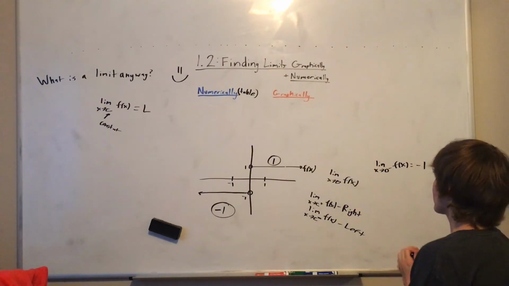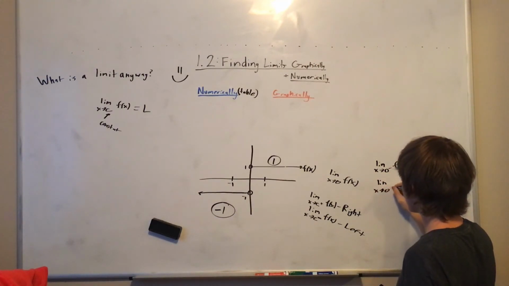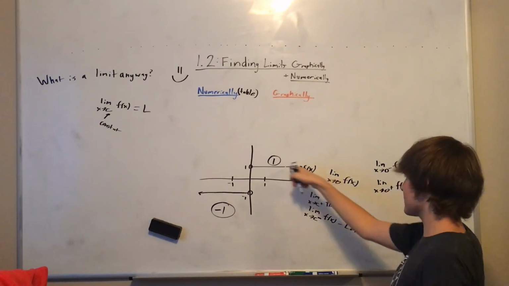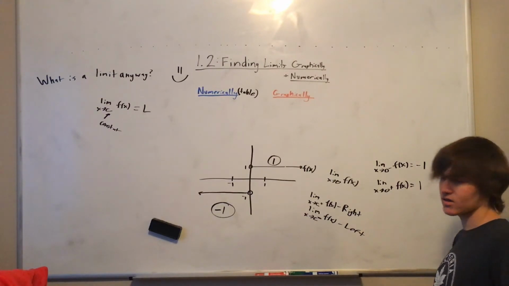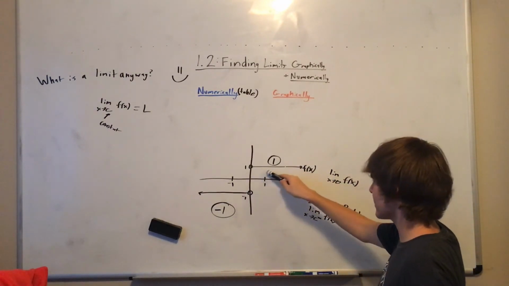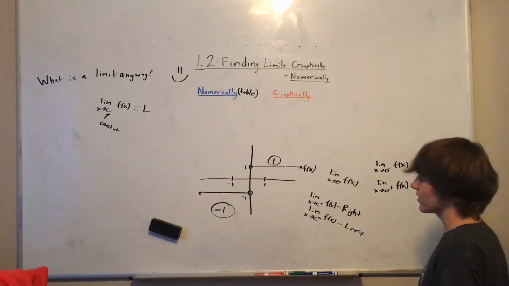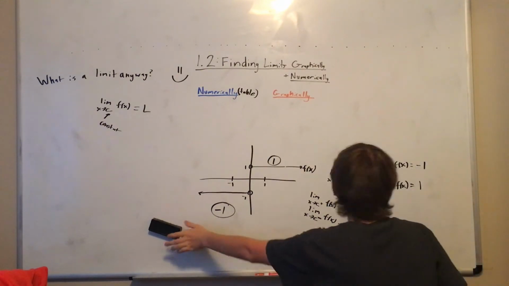Let's do the same thing from the right. If we did the limit as x goes to 0 from the right of f of x, we would get 1. By the same logic, as we're approaching from this side, it's just 1, 1, 1, 1, 1. And as I said before, we don't care what's actually there, we just care about what it's approaching.